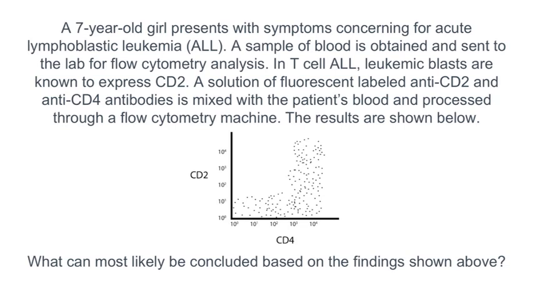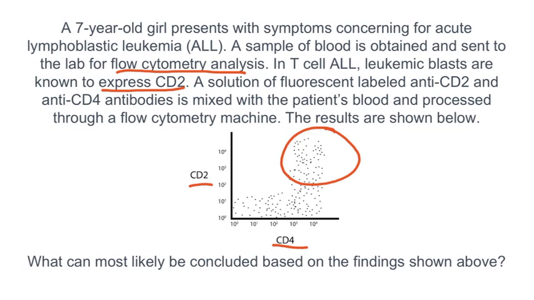Hopefully from the question stem, you notice that this girl's blood is being analyzed by flow cytometry. Hopefully you also noticed that the blast cells express the marker CD2. From the image, we can see that the results show high concentrations of CD4 and CD2 represented by this quadrant right here. This means that this girl has T-cell ALL blast cells that are expressing both the CD2 and the CD4 markers. In other words, the results confirm the diagnosis of T-cell ALL.